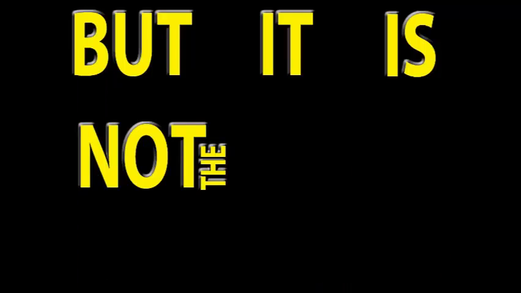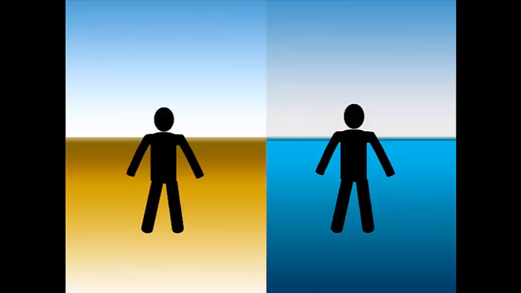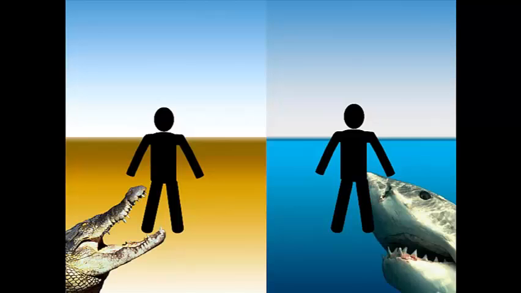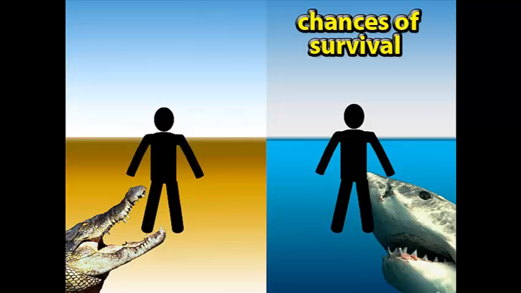But it is not the number of attacks that should scare you. No, my friends, it is the math. Assume there are two of you, alike in every way, right down to how spectacularly unlucky you are. One of you is attacked by a shark, the other by a croc. Based on the ratio of attacks to deaths, your chances of survival with a shark are around 86%.